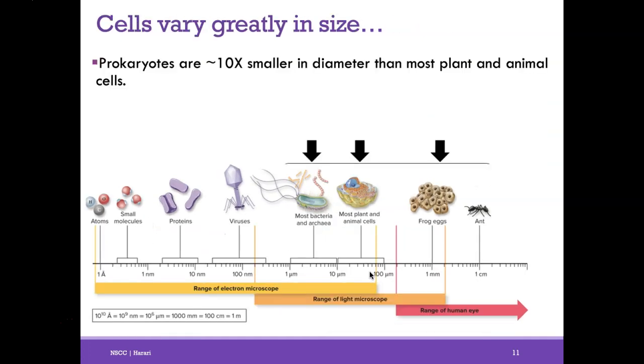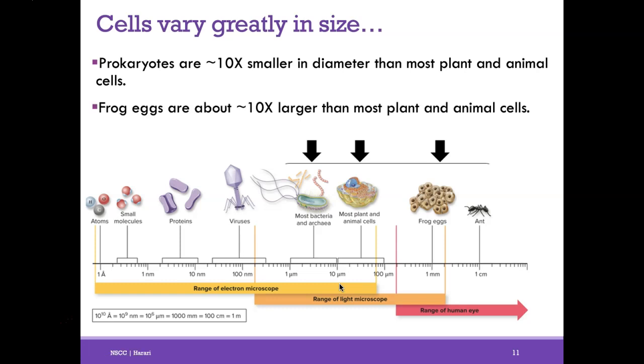And cells vary greatly in size. So most bacteria and archaea are only about 1 to 10 micrometers in diameter. A micrometer is a millionth of a meter. So most prokaryotes are 1 to 10 micrometers long. Frog eggs are the largest.